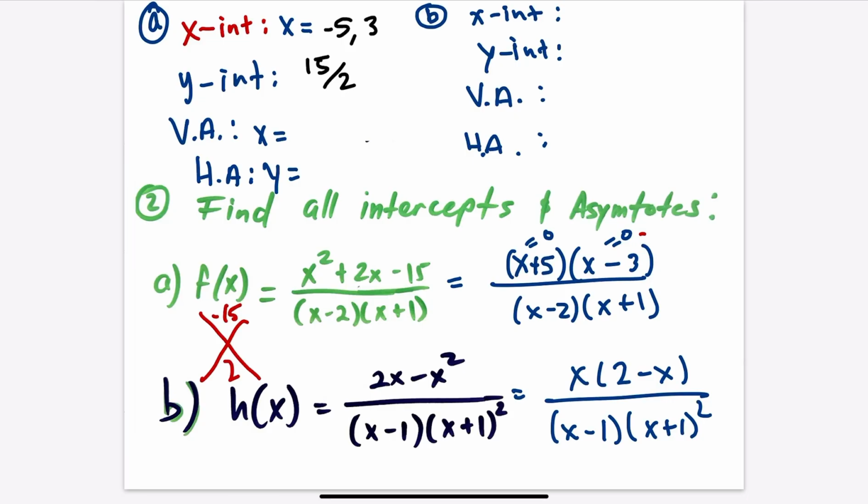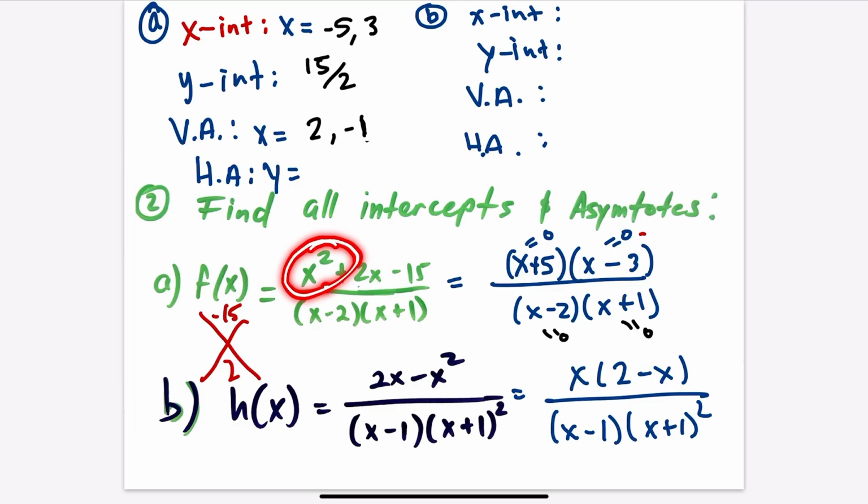For the vertical asymptote, set the denominator equal to 0, okay? Same thing as the x-intercept, but for the denominator, because you cannot have 0 in the denominator. So those values are x equals 2 and negative 1. So there's going to be an asymptote at 2 and negative 1 for the vertical.